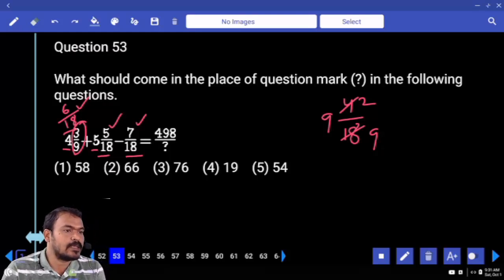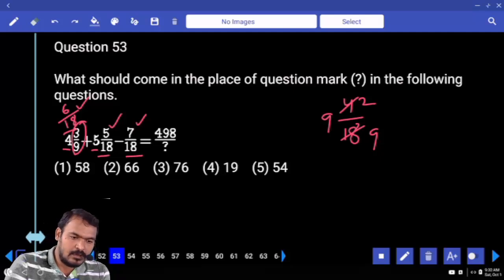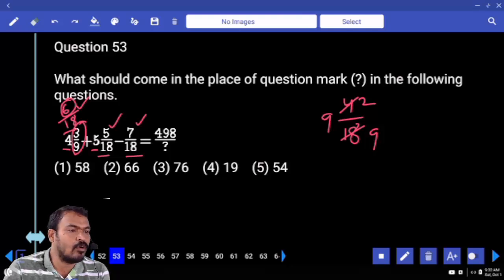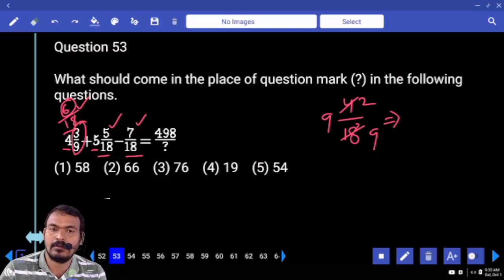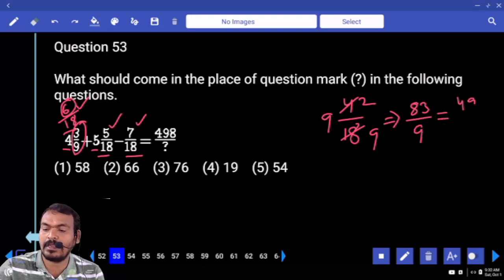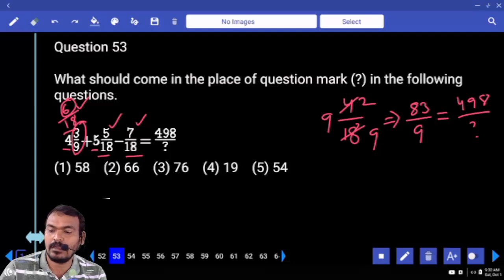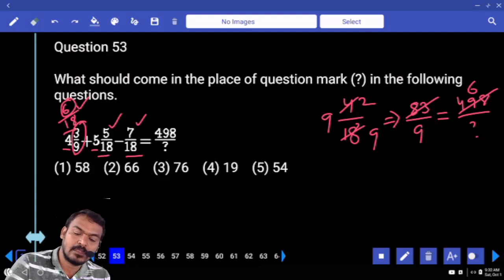6 by 18. 6 plus 5. Just we take the integers. 4 plus 5, how much? 9. Or the numerator, 6 plus 5, 11. 11 minus 7, 4. 4 by 18. 4 by 18 means 2 by 9. 9 9s are how much? 81 plus 2, 83 by 9. It is equal to 498 by something. 83, almost 6 times. 6 9s are 54.